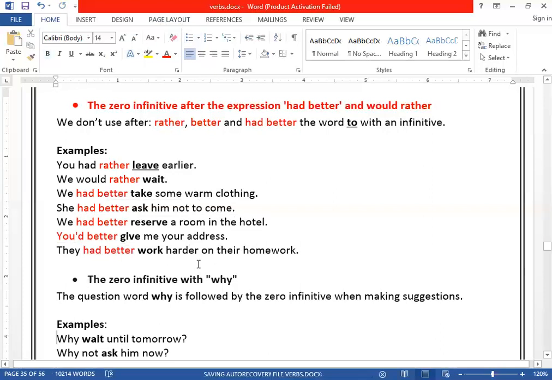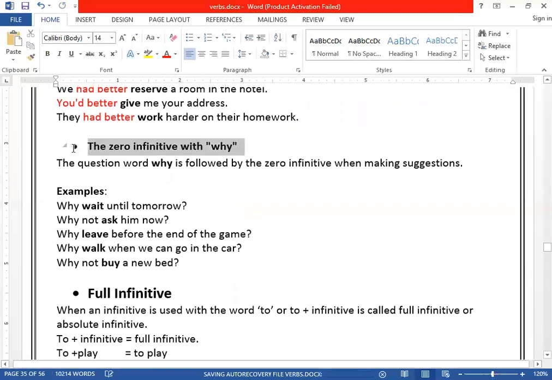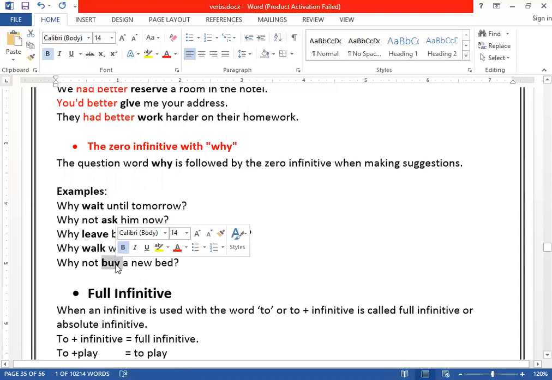Next we have zero infinitives. After why we use a zero infinitive. The question word why is followed by a zero infinitive when you want to make a suggestion. For example, why wait? Why wait till tomorrow? We cannot say why to wait till tomorrow. Why not ask? Why leave? Why walk? Why not buy a new bed? So when you want to make a suggestion, we use a bare infinitive after this.